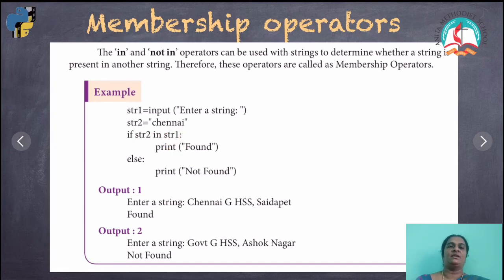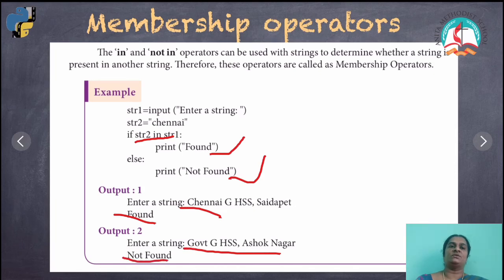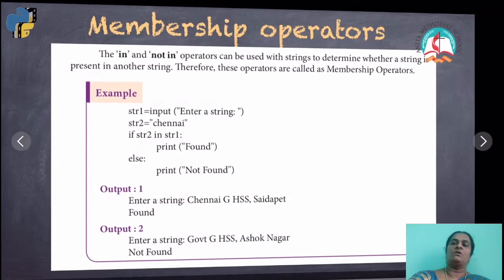They are checking if string 2 is found in string 1, then they are printing as found. If not, not found. See here, Chennai. Is Chennai present? Yes. So it's printed as found. So here, Chennai is not at all present, so it's printed as not found. This is the use of membership operators.